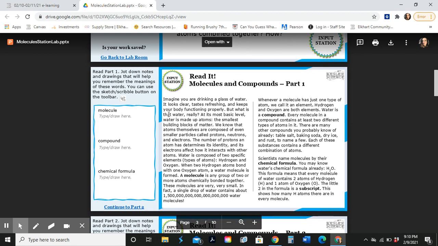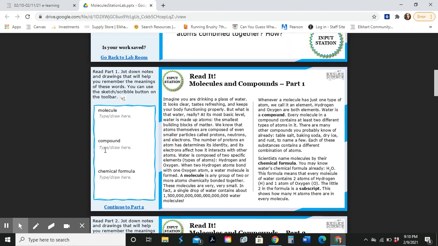Right here, we're going to read this, then you're going to tell me what a molecule, a compound, and a chemical formula is. Imagine you're drinking a glass of water. It looks clear, tastes refreshing, and keeps your body functioning properly. But what is the water really?